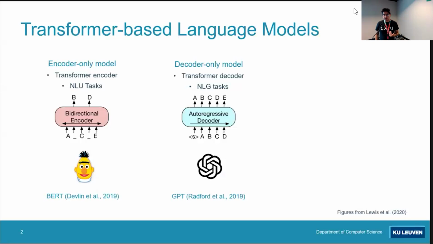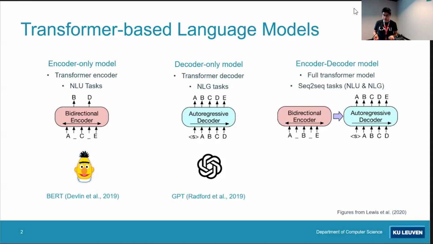Encoder-only models consist of having a transformer encoder we pre-train in some way. Then we have a model that is useful for natural language understanding tasks. We have as an example the famous BERT model, right? On the other hand, we have decoder-only models. In this case, we leverage only the transformer decoder. We can also pre-train this model, and then we have a model that is able to generate text. As an example, we have GPT.